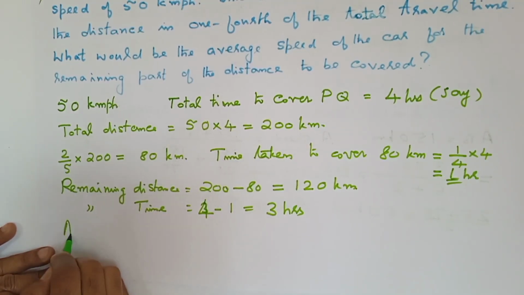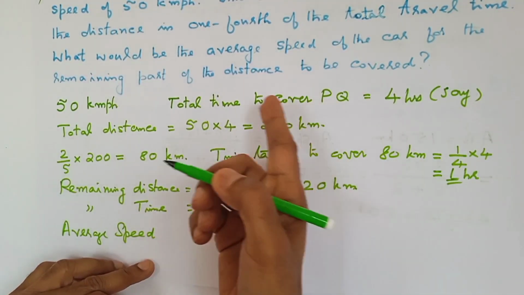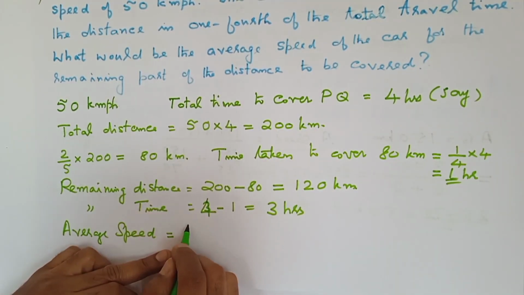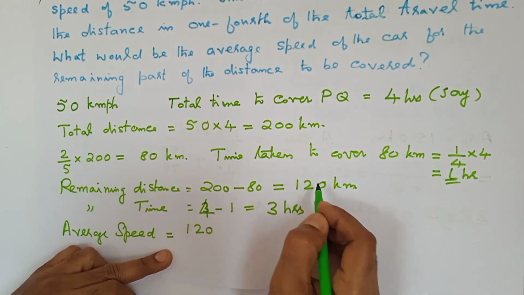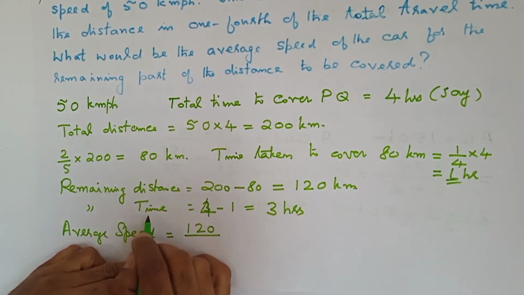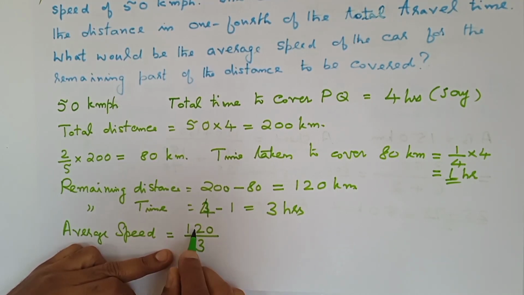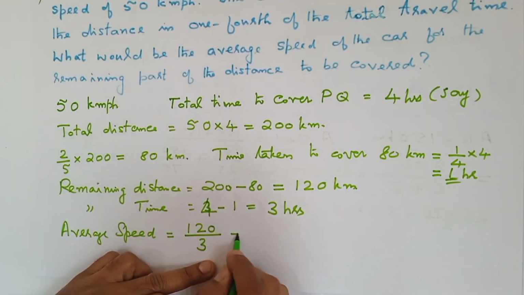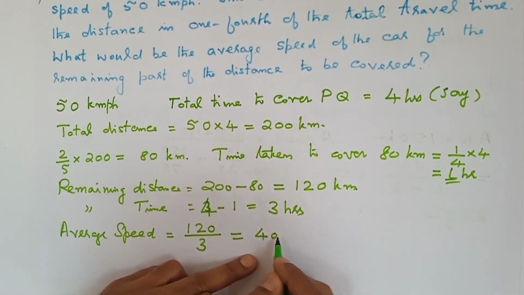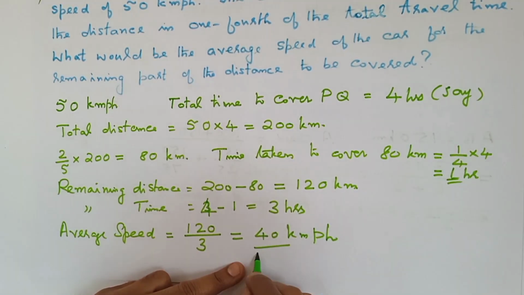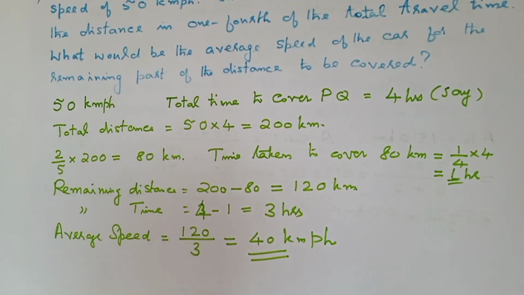Now average speed of the remaining part. That will be the total remaining distance by the total time taken for the remaining part, which is 3. Total distance by total time, that gives you 40 kilometer per hour. So this is the final answer to the question.